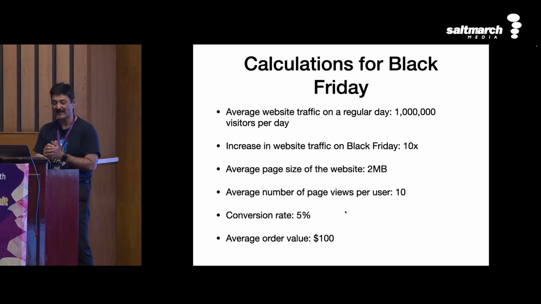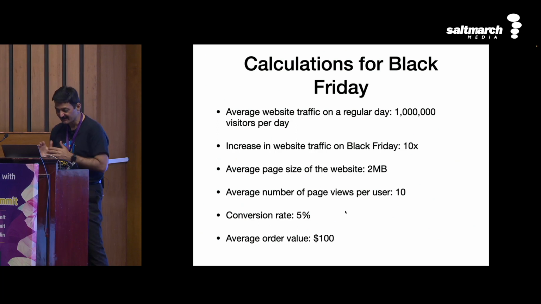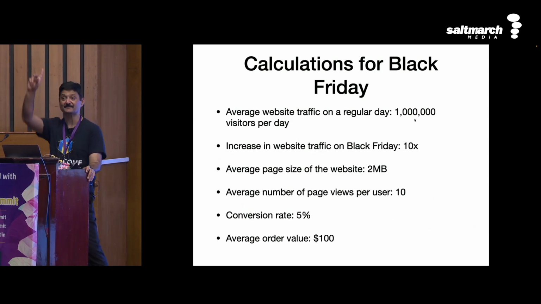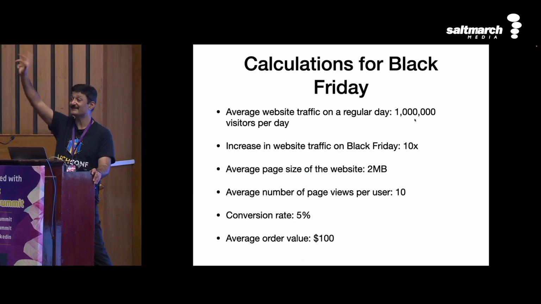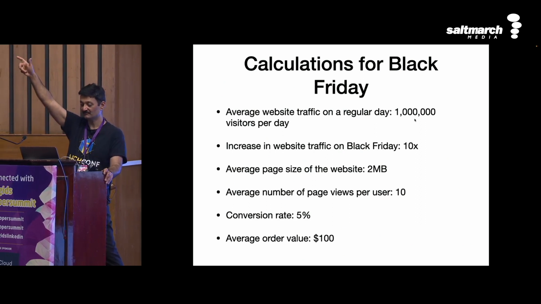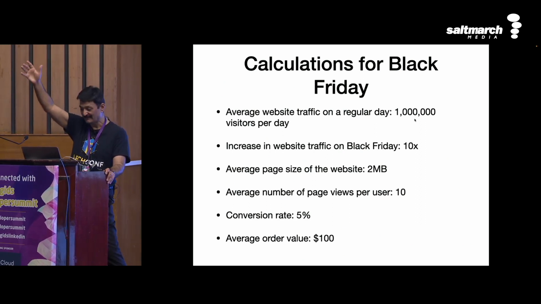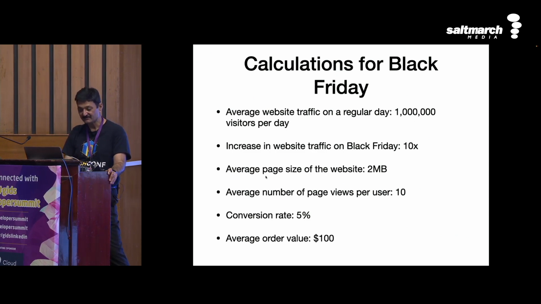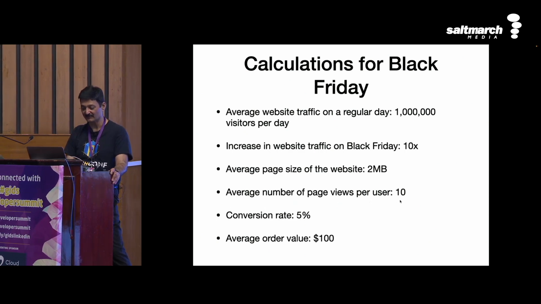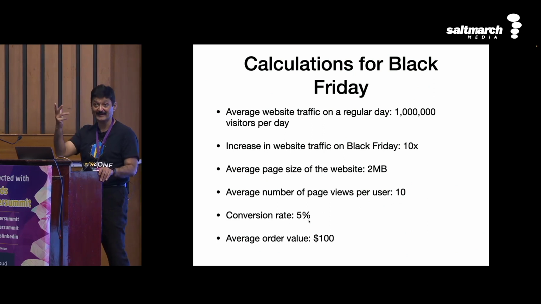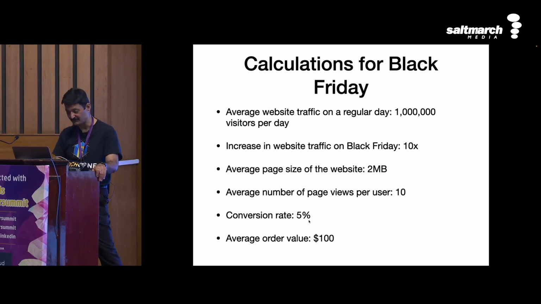So let's talk about Black Friday. Black Friday is there. Number of visitors is 1 million. Yeah, 1 million visitors are coming in. Now what's happening is, what is 10x of 1 million? 10 million, yeah? 10 million are coming in, and each page is 2 megabytes of pages there. And average page visits are 10. So somebody did 10 page visits they are doing. Conversion rate is only 5%. That means you're not going to get all the customers which you're getting here.